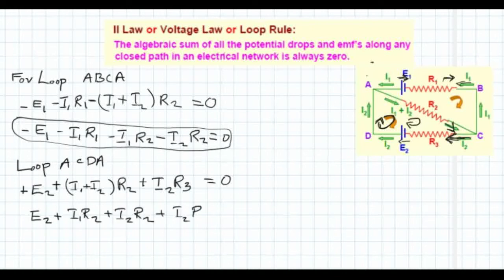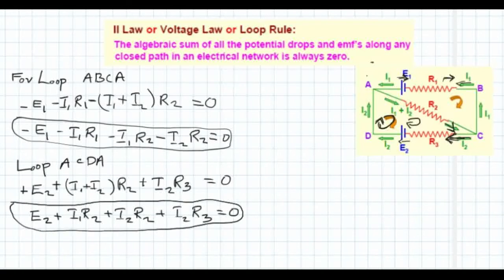Again this can be rewritten, or expanded, as E2 plus I1 R2 plus I2 R2 plus I2 R3 is equal to 0. This equation is the mathematical form of Kirchhoff's second law for the loop ACDA.